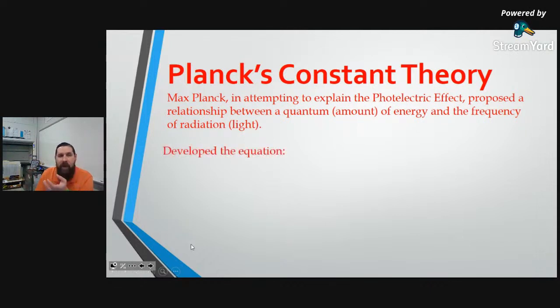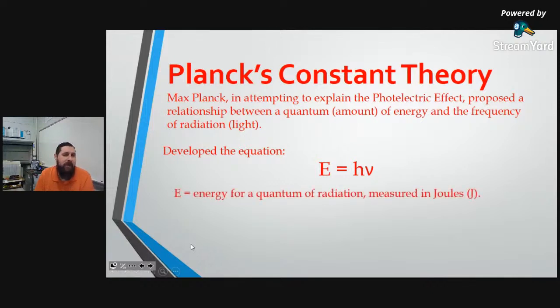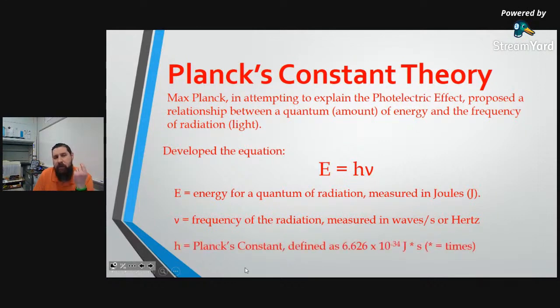And he ends up developing this equation, E equals h nu, where E is going to be the energy of the quantum of radiation, in other words, the amount of energy, and we measure that in terms of joules. Nu is still frequency, that is meters per second or hertz, and then h is what we now know as Planck's constant, and it's defined as 6.626 times 10 to the negative 34th joule seconds.